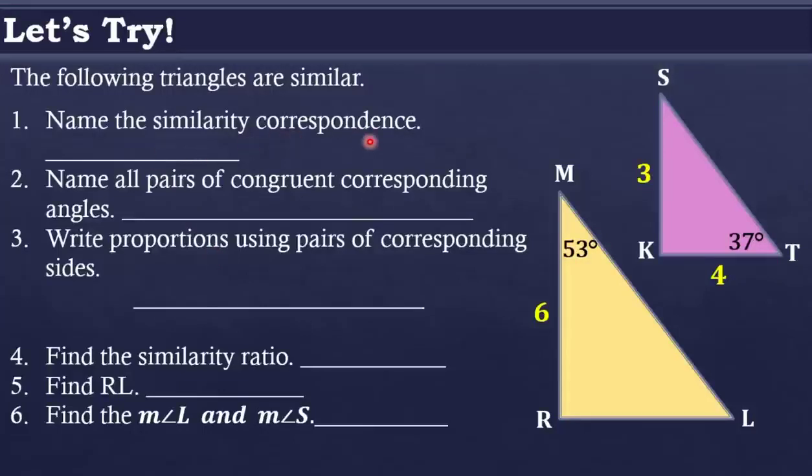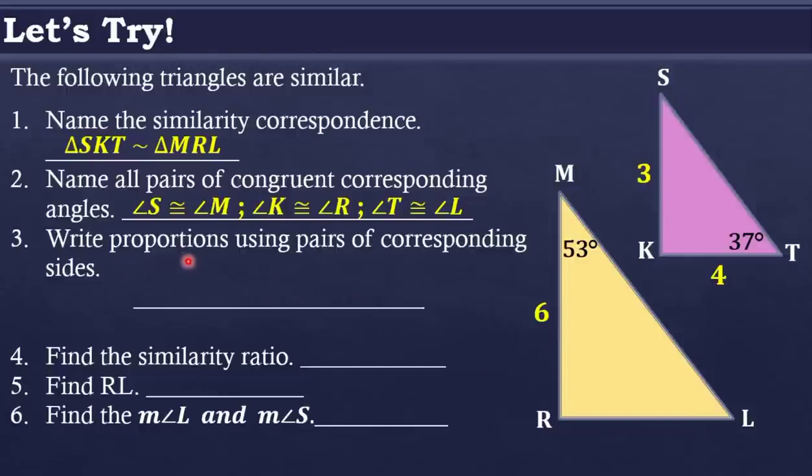So pag sinabing similarity correspondence, ano yung dalawang triangle na similar? So we have triangle SKT is similar to triangle MRL. Next, since similar triangles sila, ibig sabihin, ang corresponding angles nila ay congruent. So, name all the congruent corresponding angles. So, we have angle S is congruent to angle M, angle K is congruent to angle R, and angle T is congruent to angle L.